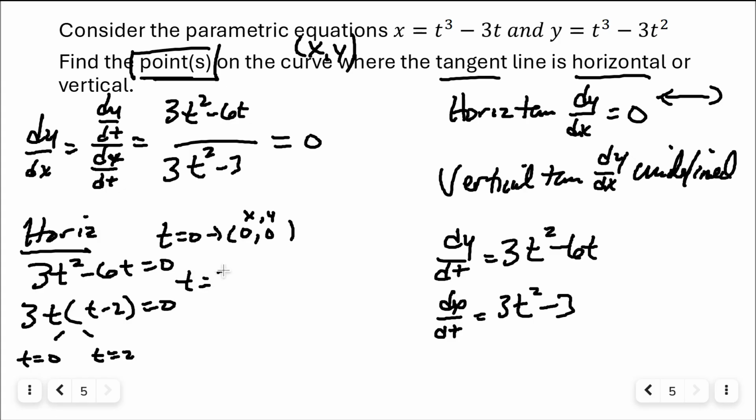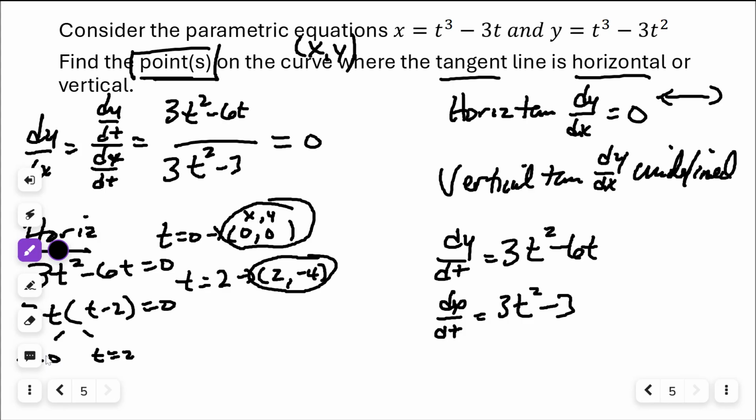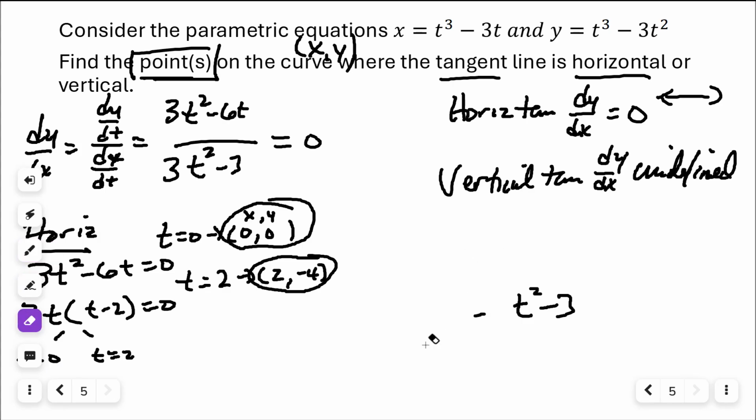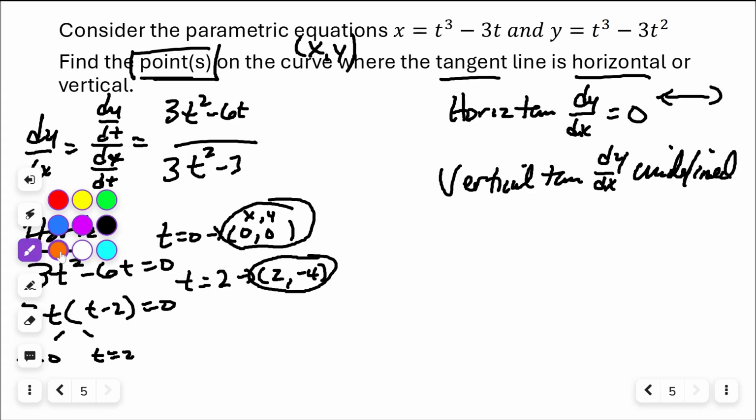If t equals 2, 2 cubed is 8, 8 minus 6 is 2. And y is 2 cubed, which is 8, minus 12, negative 4. So those are my 2 points where it's horizontal. Now I need to figure out where it's vertical as well. So let's come over here and erase a little bit of this, that way we have a little bit of room. We'll also erase this because we don't want it to be equal to 0 anymore.